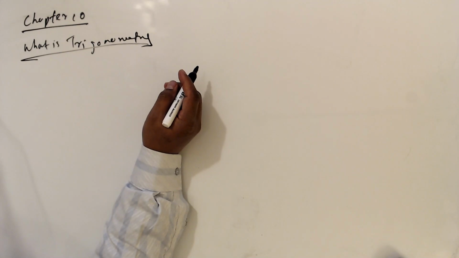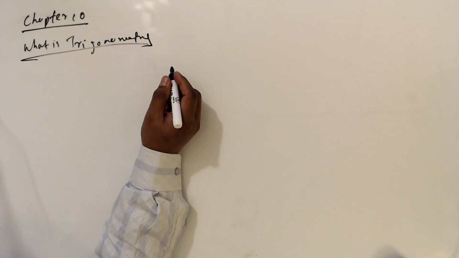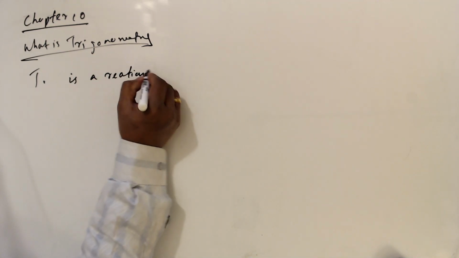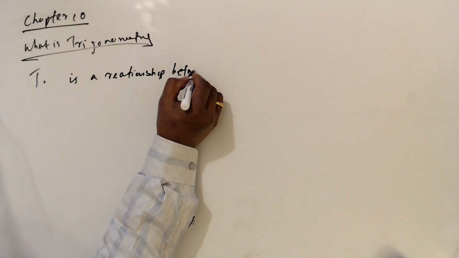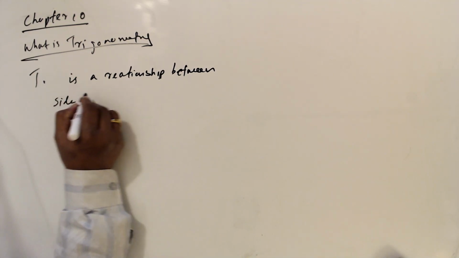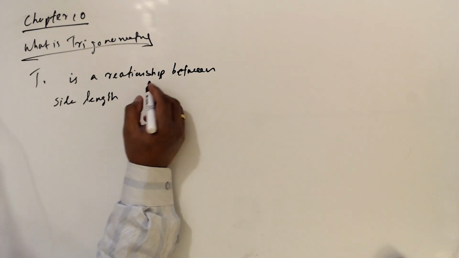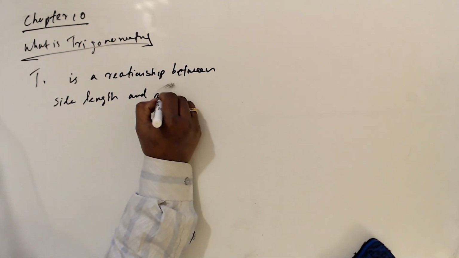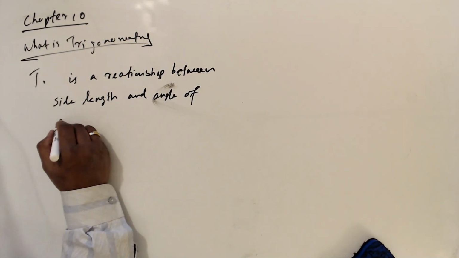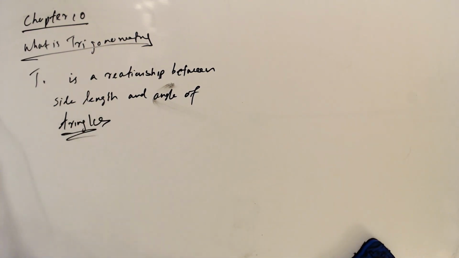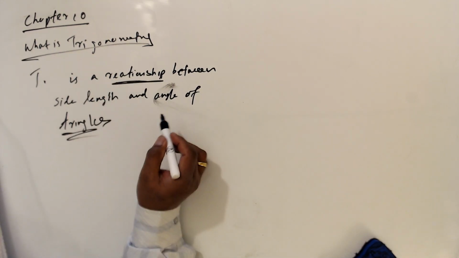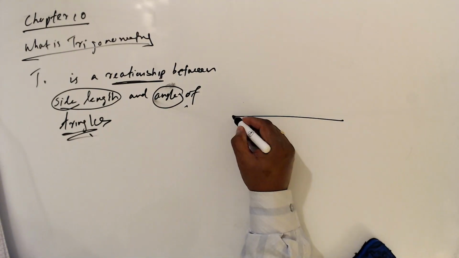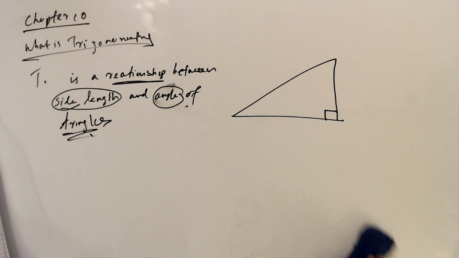What is trigonometry? Trigonometry is a relationship between side length and angle of triangles. So it is a relationship between what? Side length and angle of what? Triangle. Usually we will specially discuss the right angle triangle.